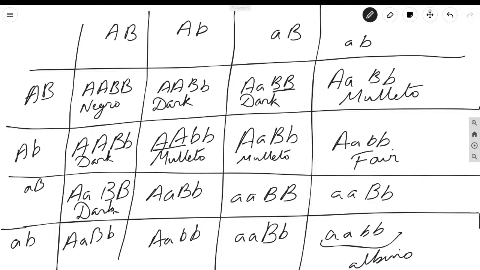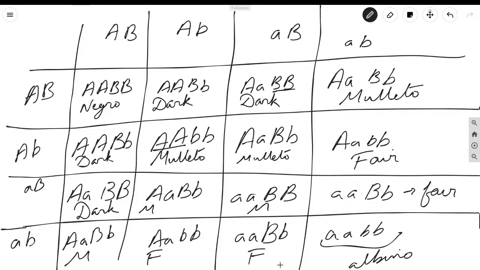Okay, again mulatto, this one again fitting this stage, both heterozygous. Here one heterozygous, one homozygous recessive, so this one again fair. Again mulatto, again this one fair, fitting the same. Again this one fair.